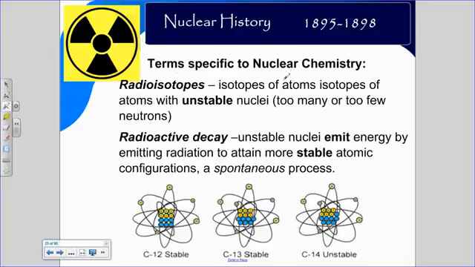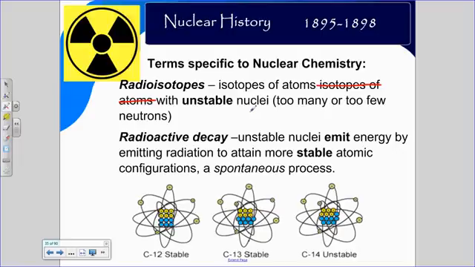Terms that we need to understand that are specific to nuclear chemistry. Radioisotopes. Isotopes of atoms with unstable nuclei are radioisotopes, short for radioactive isotope. Like we said a few minutes ago, most isotopes that are known are radioactive.